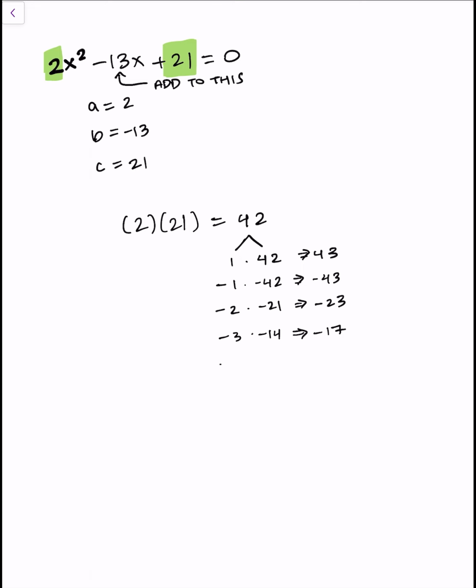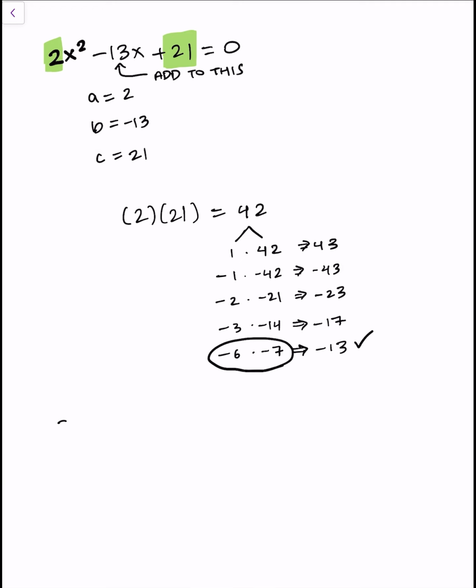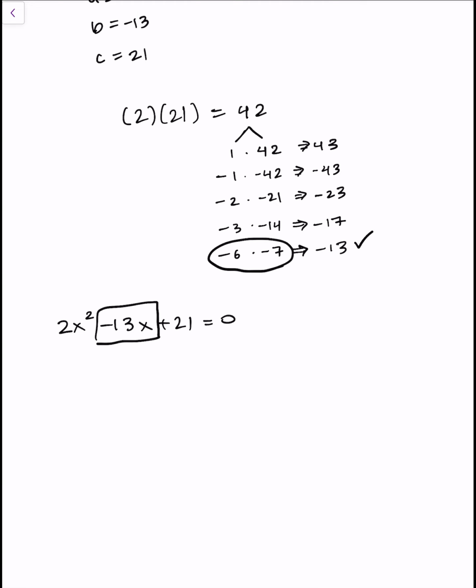5 doesn't work, so then let's try 6. 6 times 7 equals 42, and -6 plus -7 equals -13. So this works, so we want to use this combination. So once again, I'm going to rewrite the equation, and then I'm going to write it differently, where I separate out -13x into -6x and -7x. So I'm going to rewrite this as 2x squared minus 6x minus 7x plus 21 equals 0.